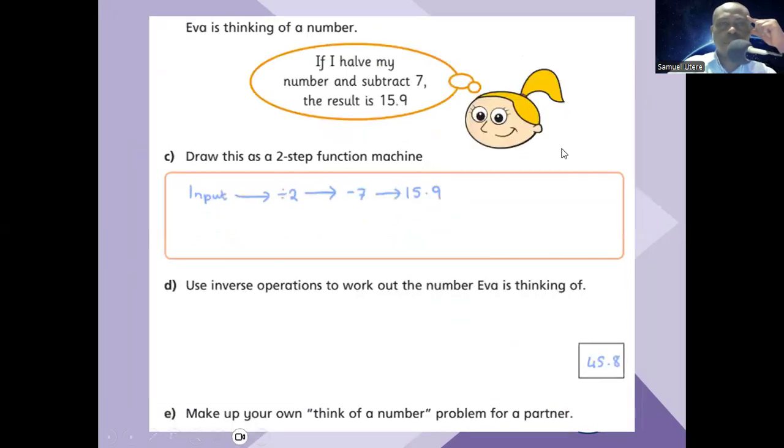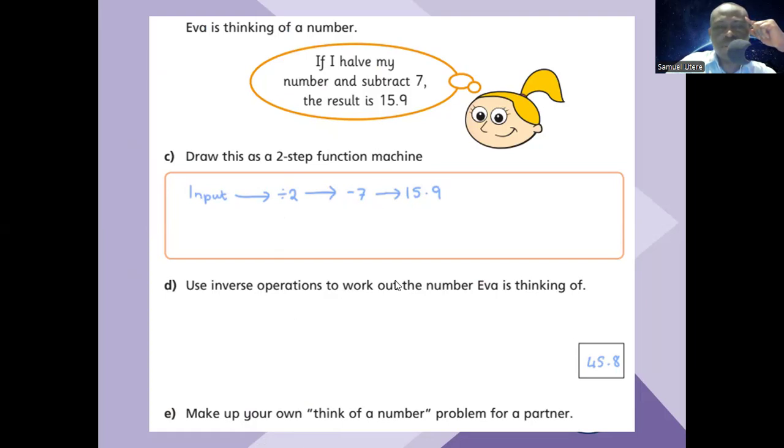So here is the answer to question 5C. Eva is thinking of a number. If I halve my number and subtract 7, the result is 15.9. And we're told to draw this as a two-step function machine. To halve means to divide by 2, but you can simply write times half here. It's still the same. Remember one lesson we did? To divide by 2 is the same thing as multiplying by half. And then subtract 7, and then the answer is there.